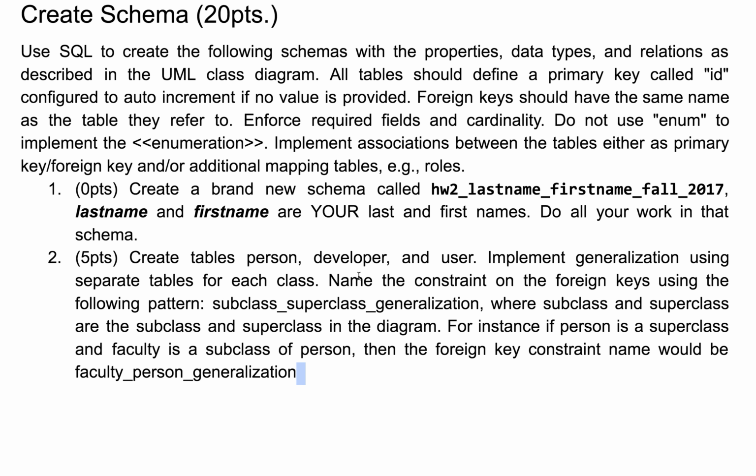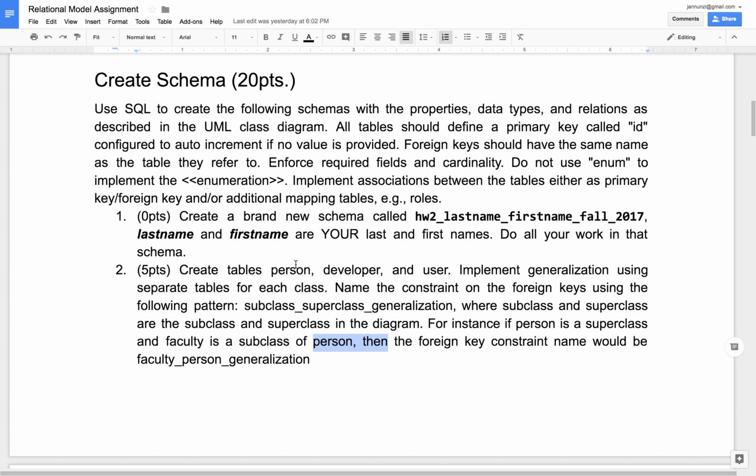And it says name. It says implement generalization using separate tables. What? I'm trying to select. Oh, I know why. I was zoomed in. Implemented as separate tables per class, right? That's one of the ways of implementing generalization and specialization using SQL. We'll go over that in a minute.